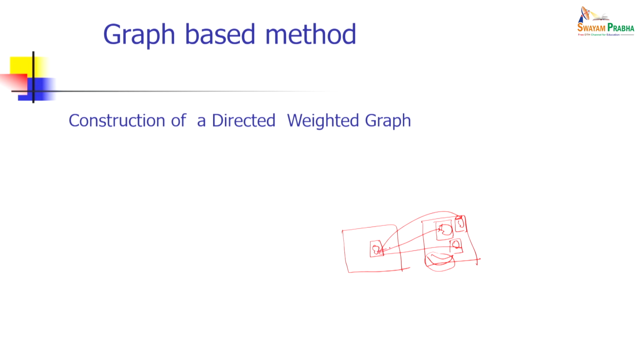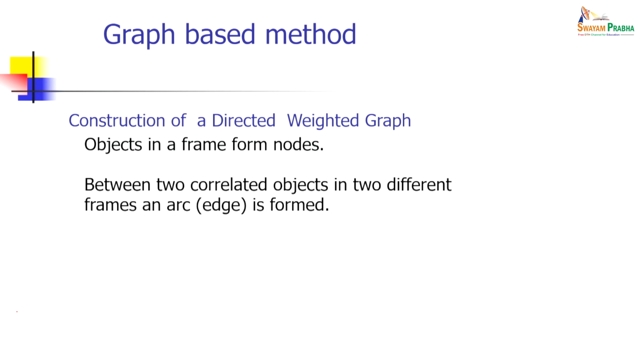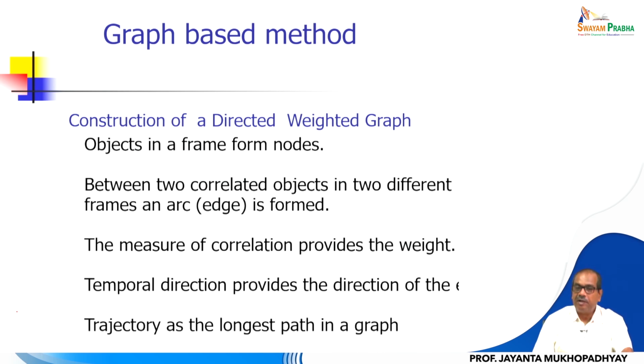If they are associated, and since there is a temporal direction, we form a directed graph, and the weight would be that score. In this way, we form a directed weighted graph. To summarize, objects in a frame form nodes, and between two correlated objects in two different frames, an edge is formed, and the measure of correlation provides the weight. The temporal direction provides the direction of the edge.